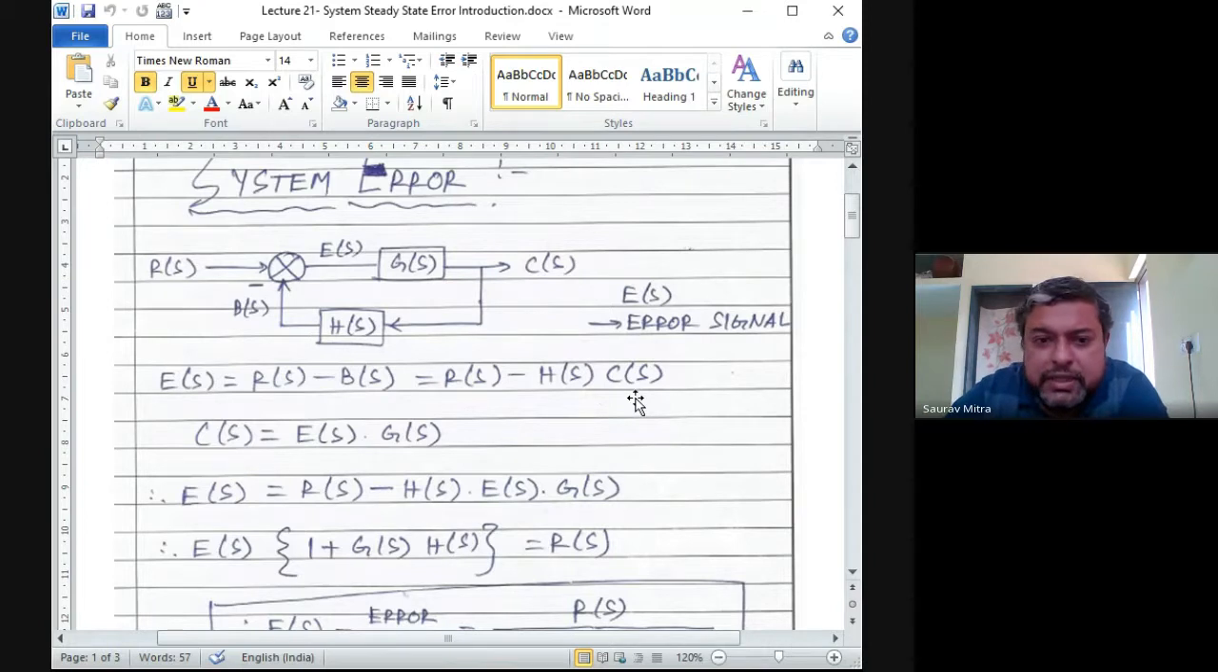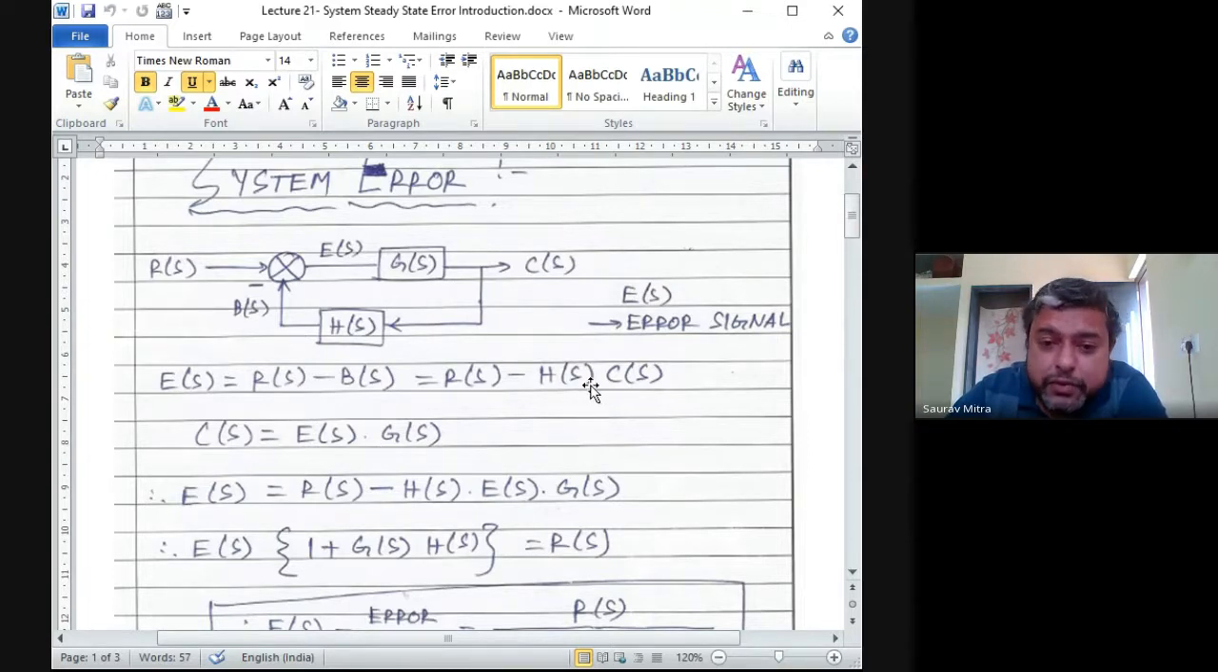I don't think there is any doubt in the first line, because C(s), that is output, is equal to E(s) into G(s). So again we know that whatever output is there, that is input multiplied by the forward path gain. So G(s) is the forward path gain and H(s) is the feedback gain. So C(s) is equal to E(s) into G(s). Again come back to the same equation, E(s) is equal to R(s) minus B(s), or E(s) is equal to R(s) minus H(s)C(s).